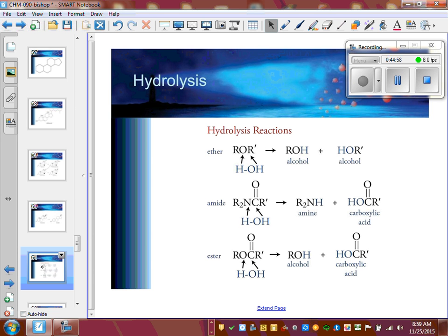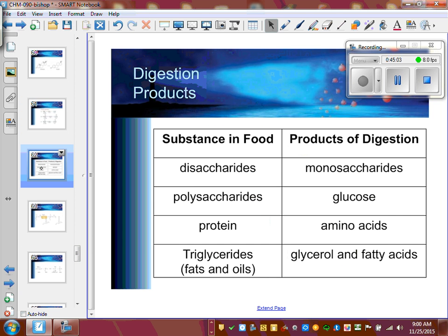So, disaccharides in food get broken down into monosaccharides. Polysaccharides get broken down to glucose. Proteins get broken down to amino acids. Triglycerides get broken down into glycerol and fatty acids. And all of these can be used again in metabolism: anabolism, and our catabolism, breaking down. Anabolism was when you build back up.